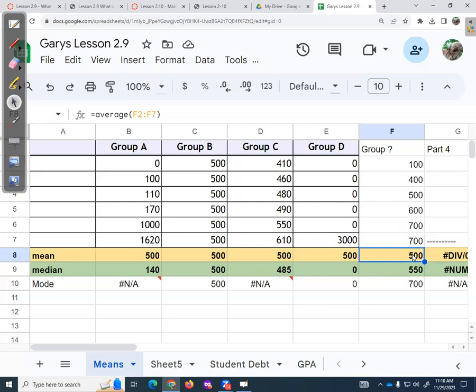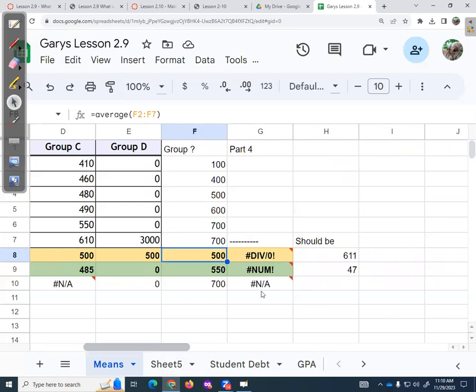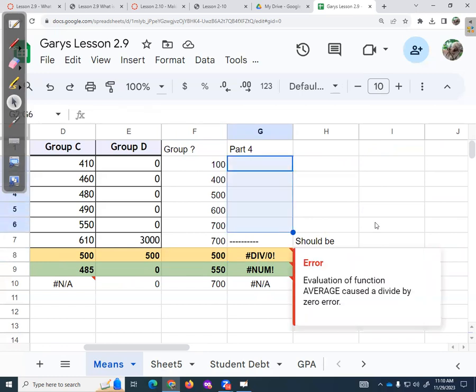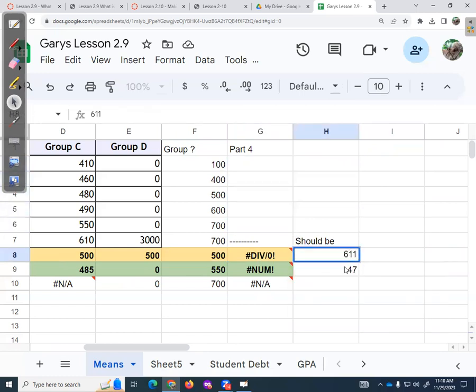Questions? So we got most of that covered last time. I left it up to you last time to come up with a group of numbers. For part 4, we wanted to come up with 5 numbers whose mean was 611 and whose median was 47. And I blocked off this one so I don't accidentally put something there.